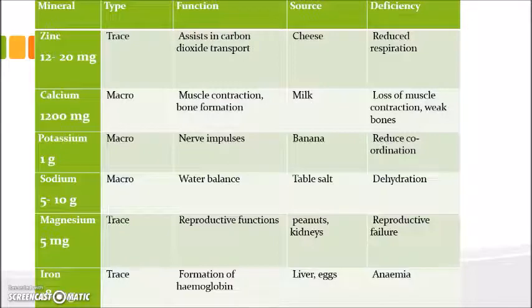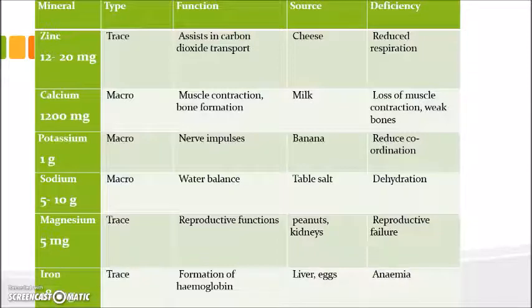Next up is potassium. Potassium is found in banana, is really important for nerve impulses. However, you get reduced coordination if you don't have enough potassium. You need 1 gram a day. Sodium, big role in water balance and is commonly known as table salt. You get dehydrated if you don't have enough. You need 5 to 10 grams per day.